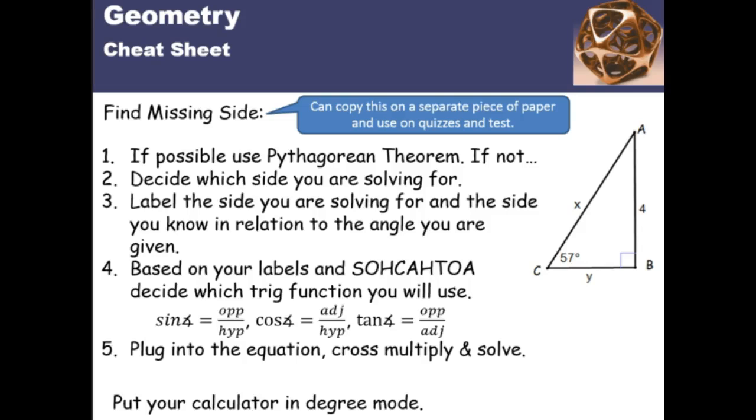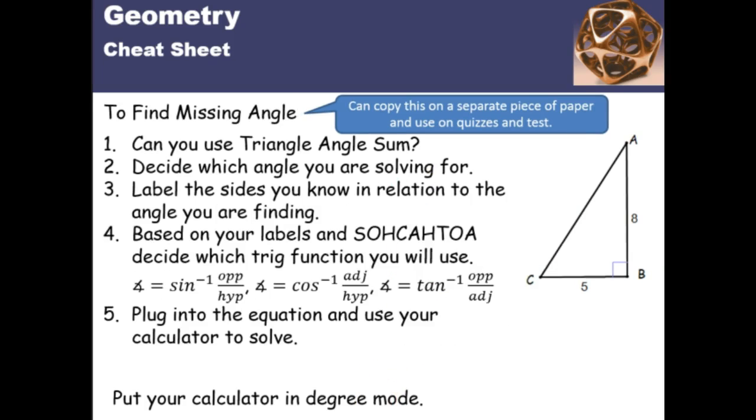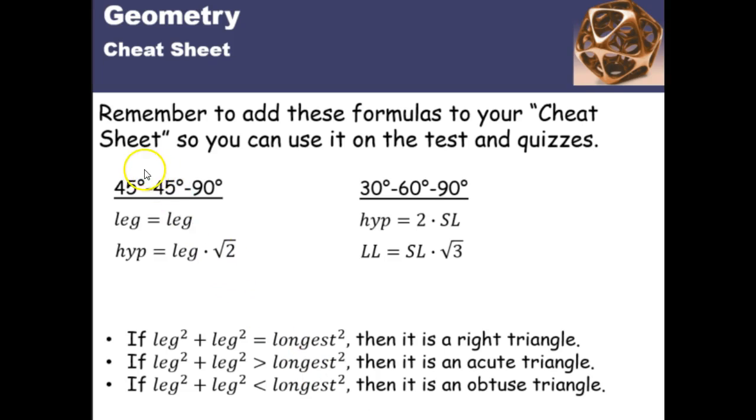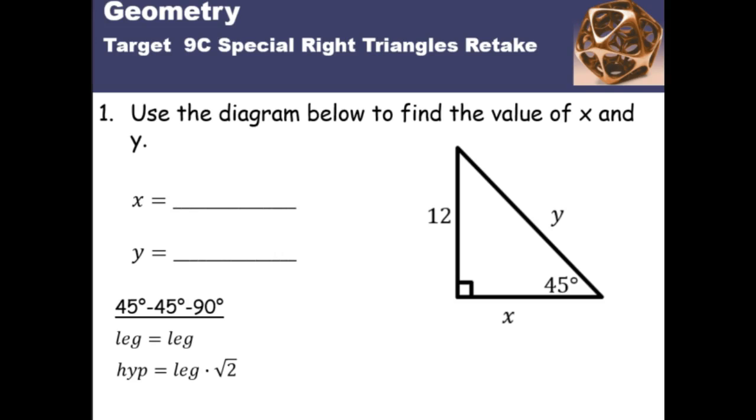Okay, this is the Target 9C Special Right Triangles retake video. And again, here are the cheat sheets. Here's finding a missing side, finding a missing angle, and then what we're using on Target 9C are these rules for 45, 45, 90, and 30, 60, 90 triangles. So here for problem number 1, this is a 45, 45, 90, and if you notice, I have the rules written down right here.